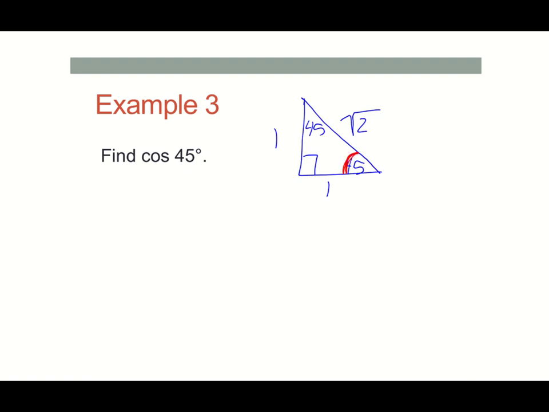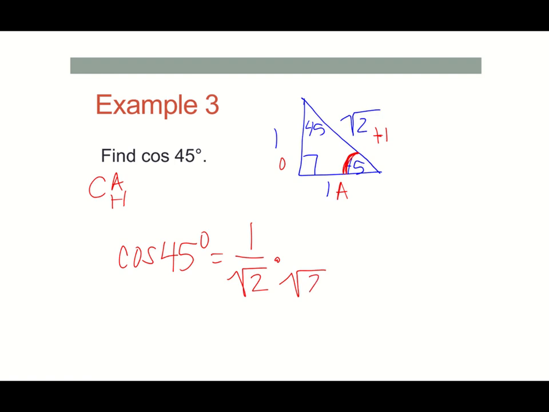So if I'm looking here, I have opposite, adjacent, hypotenuse. Cosine is adjacent over hypotenuse. So the cosine of 45 degrees is going to be adjacent, 1, over hypotenuse, root 2. But can't have that square root in the denominator, so I have to rationalize my denominator. Multiply by root 2 in the numerator and the denominator, giving us the cosine of 45 degrees to be square root of 2 over 2.